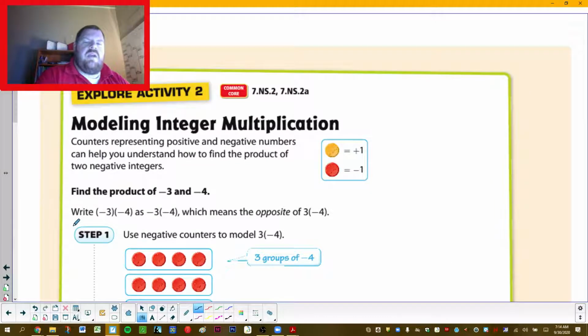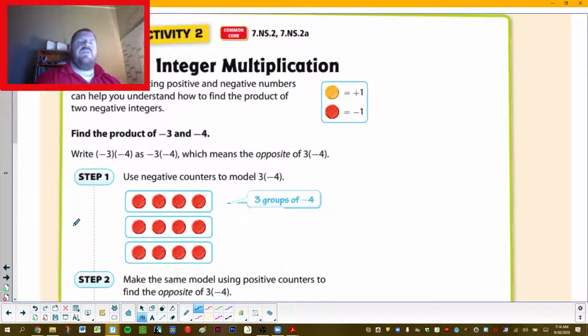Now let's look at multiplication with counters and how that's going to look. It says counters representing positive and negative numbers can help you understand how to find the product of two negative integers, because that one would be kind of hard to do on the number line. Hard to think about that. So the first thing we want to look at is negative 3 times negative 4.